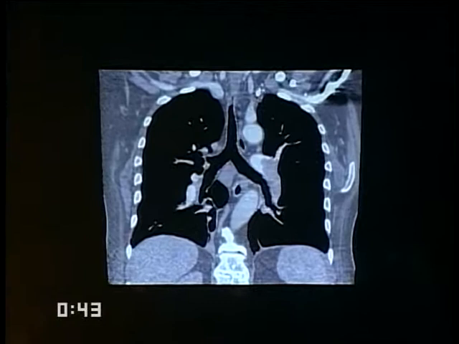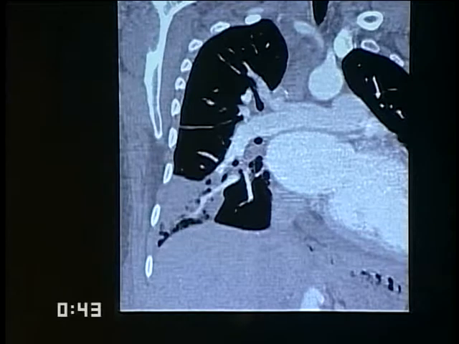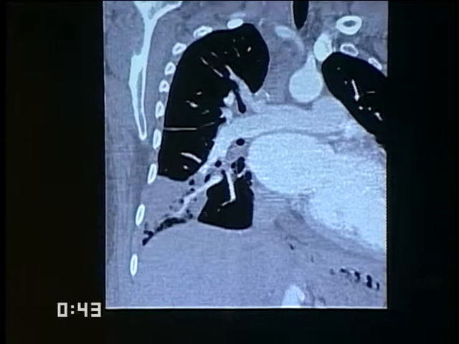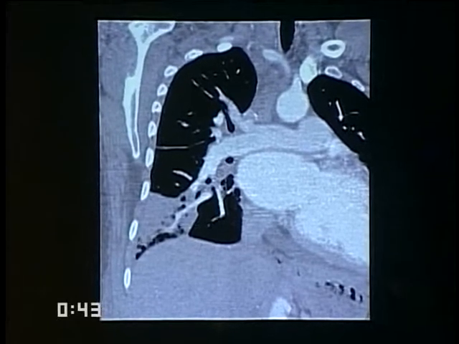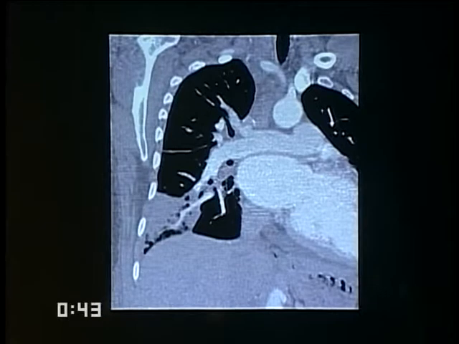Again, the coronal and sagittal reconstructions are sometimes nice, more as a teaching tool. This patient has a very extensive large embolus here, but the interesting point is that this patient had a very nice Hampton's hump, as it's called, which is an area of consolidation due to hemorrhage and infarction, probably actually rather more hemorrhage than true infarction. We can see the embolus here.